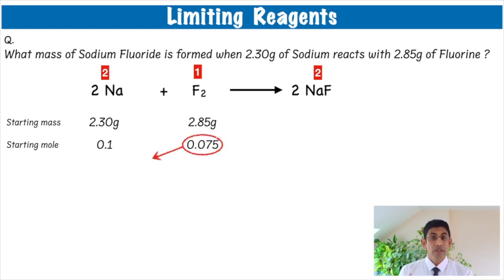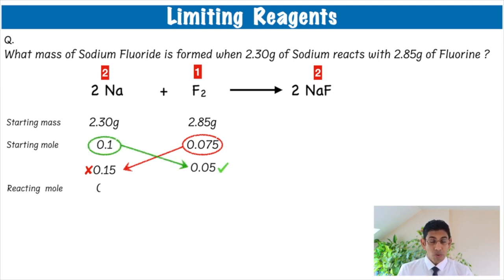If you're going to react all of the 0.075 moles of fluorine, we need 0.15 moles of sodium according to the mole ratio. But we don't have 0.15 moles of sodium. Therefore, it's not going to work. If you look at it from the other side, if you're going to react all of the 0.1 mole of sodium, we need 0.05 moles of fluorine according to the mole ratio. This can work because we have enough fluorine for that.